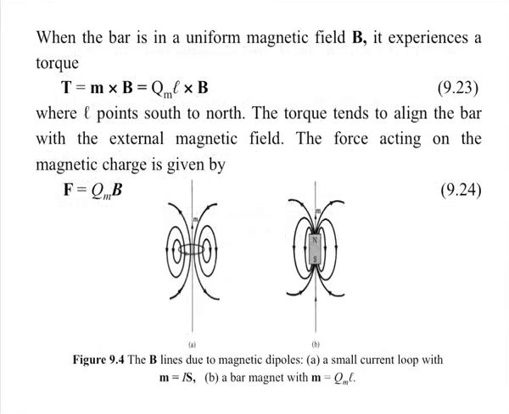When the bar is in a uniform magnetic field B, it experiences a torque given by equation 9.23, that is T is equal to m cross B is equal to Qm L cross B, where L points from south to north. The torque tends to align the bar with the external magnetic field. The force acting on the magnetic charge is given by F is equal to Qm B.